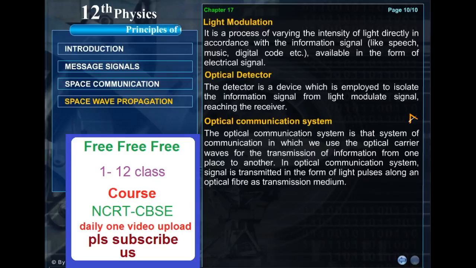Optical communication system. The optical communication system is that system of communication in which we use optical carrier waves for the transmission of information from one place to another. In an optical communication system, the signal is transmitted in the form of light pulses along an optical fiber as the transmission medium.